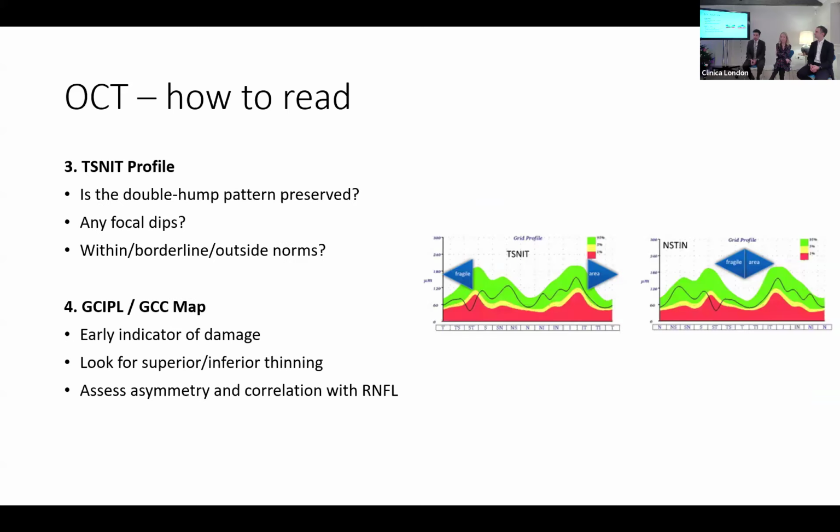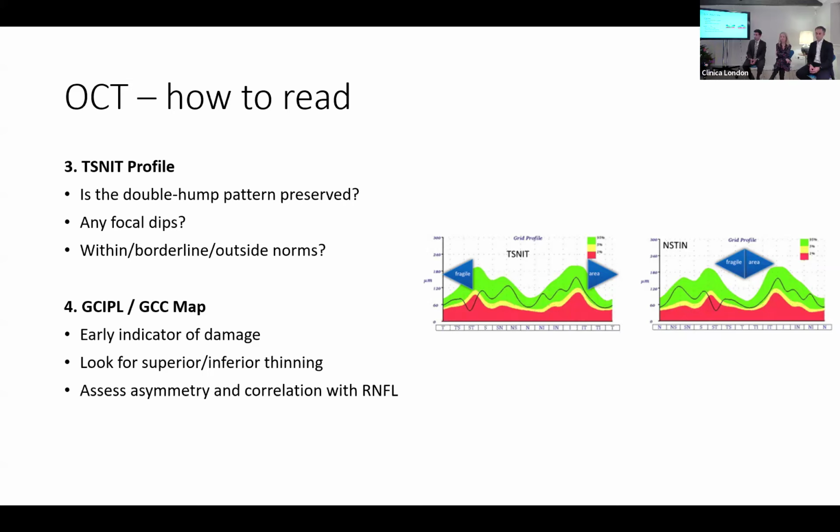You can then go on to looking at the TSNIT profile. And what that stands for is temporal, superior, nasal, inferior, and temporal. And you look at this by looking at that line scan there. So you're looking for that double hump, and the double hump is quite important because you're looking at both the superior and the inferior parts. And these are usually the parts that get impacted first in the majority of cases. So following that line scan, make sure that, one, it follows that sort of pattern, and number two, whether there are any focal dips anywhere.